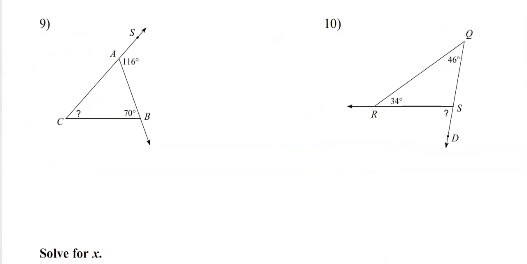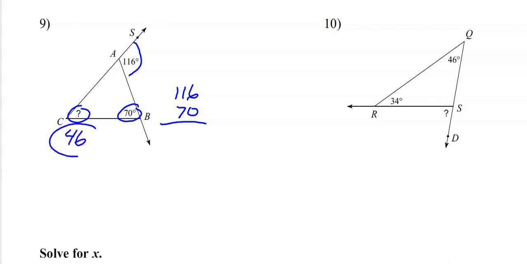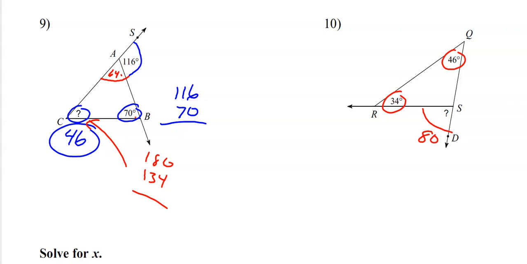The next two are basically testing that exterior angle fact. These ones don't have algebra, so they should be pretty easy. The exterior angle should equal these two added together. So I'm going to subtract 70 from 116. Looks like it's 46. Now some of you may have finished this out, subtracted from 180, got 64. Add up what you have, 134, subtract from 180. You'll get the same answer either way, it's just longer. I want the exterior angle, add these two up, 80.